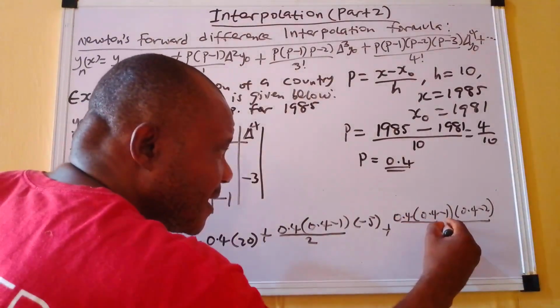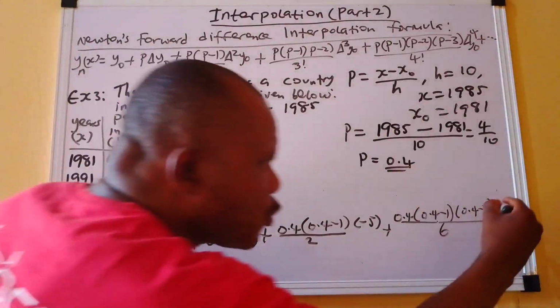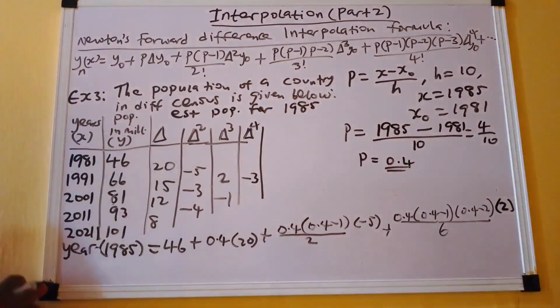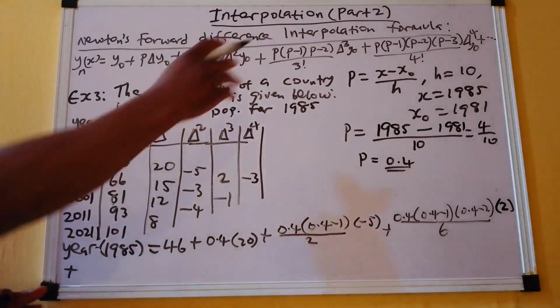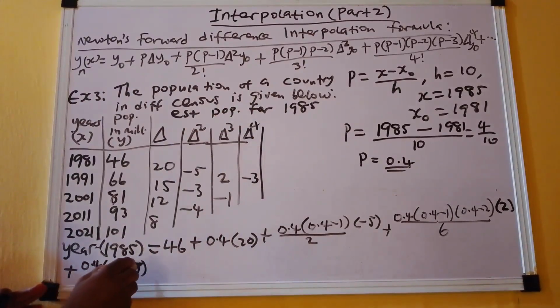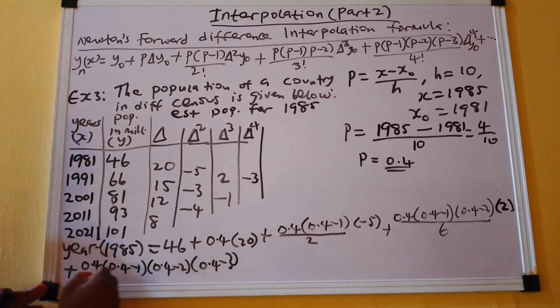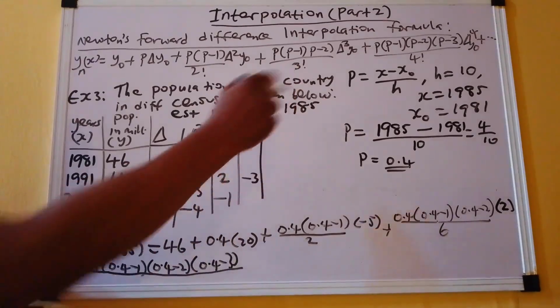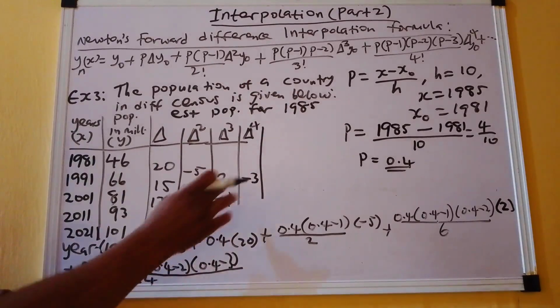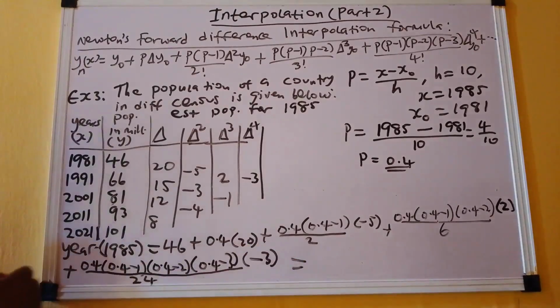3 factorial is 6. Then our third forward difference is 2. So you put the 2 in bracket. Then you come again, plus, of course, there is a last one. P is 0.4 into 0.4 minus 1 into 0.4 minus 2 into 0.4 minus 3, all over 4 factorial, which is 24, then bracket open minus 3. So that is what you have. So these are the arithmetic that we are going to be doing one after the other.